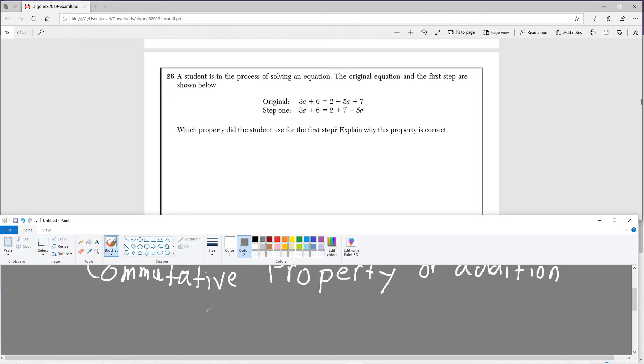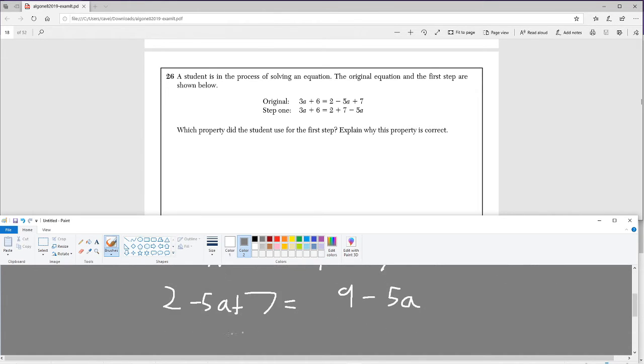Explain why this property is correct. It's because 2 minus 5a plus 7 becomes 9 minus 5a, right? And 9 minus 5a is still equal to 2 plus 7 minus 5a, all right? In other words, if I move the order of these addition properties where they're both positive, it's not going to matter, right? The answer is still 9, or when you add them together, you still get 9. So that's for number 26.